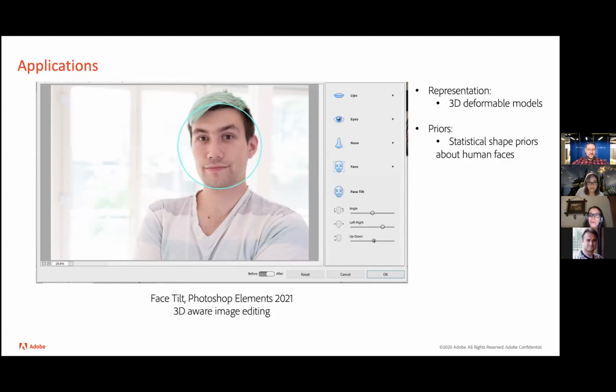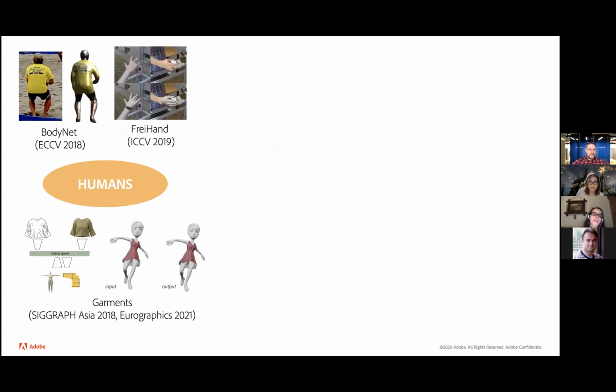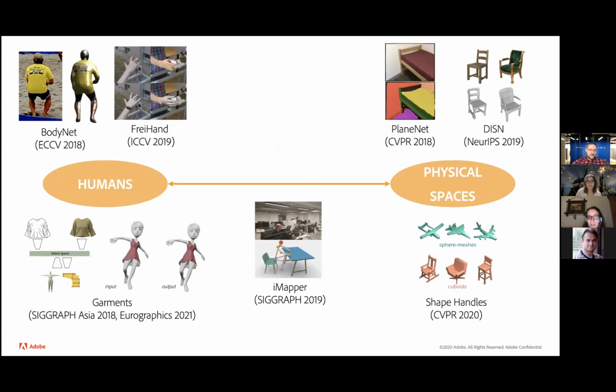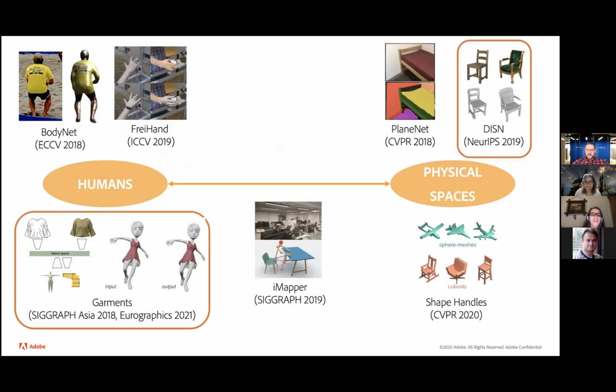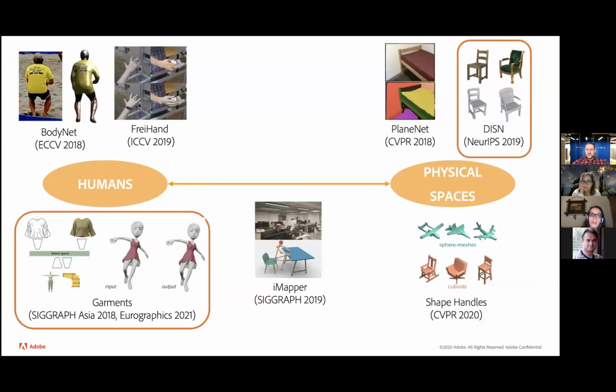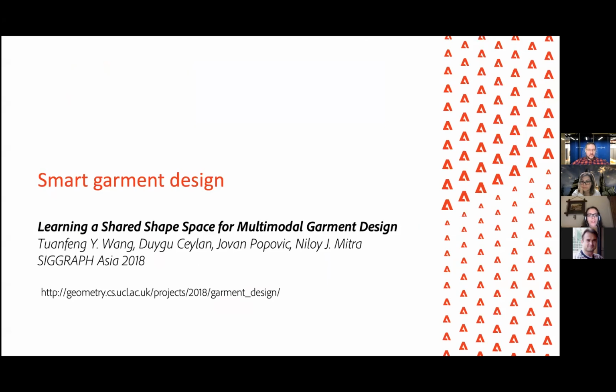So after seeing these motivating applications, coming back to my research, as I said, I've been mostly looking into problems where the goal is to understand humans from images, our physical spaces, and also the interaction between the two. So today I will be talking about two works in detail, one in the context of garments and one in the context of single view reconstruction of 3D objects. So yeah, let's start with the first work, where the goal was to build intuitive systems for garment design.